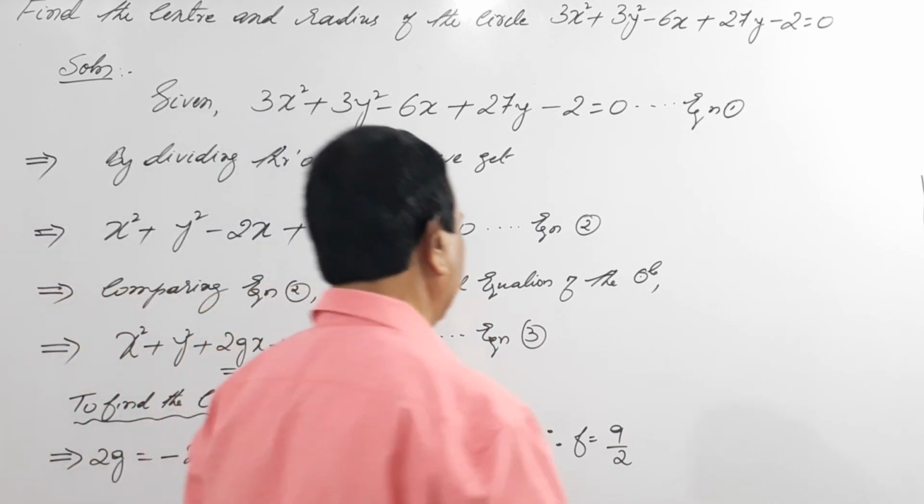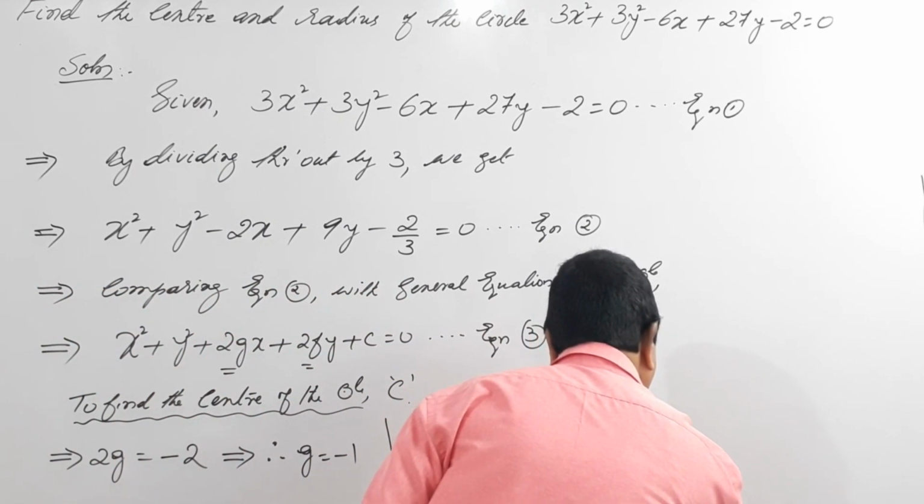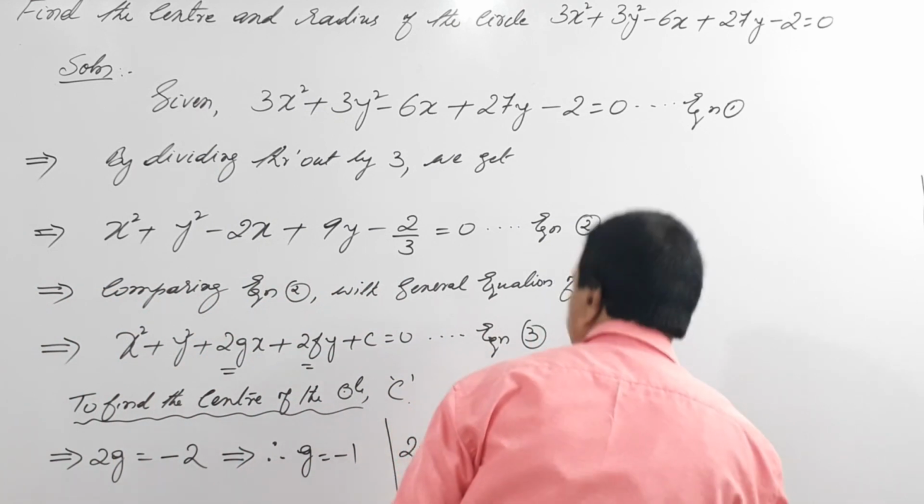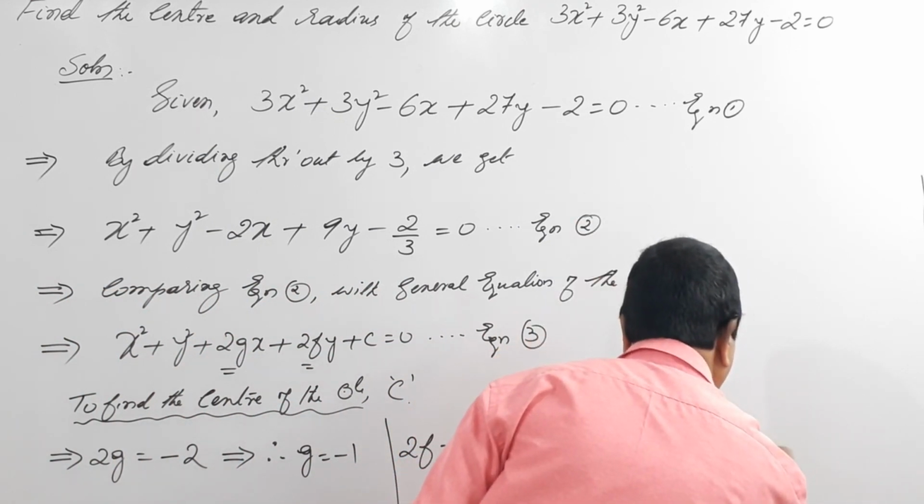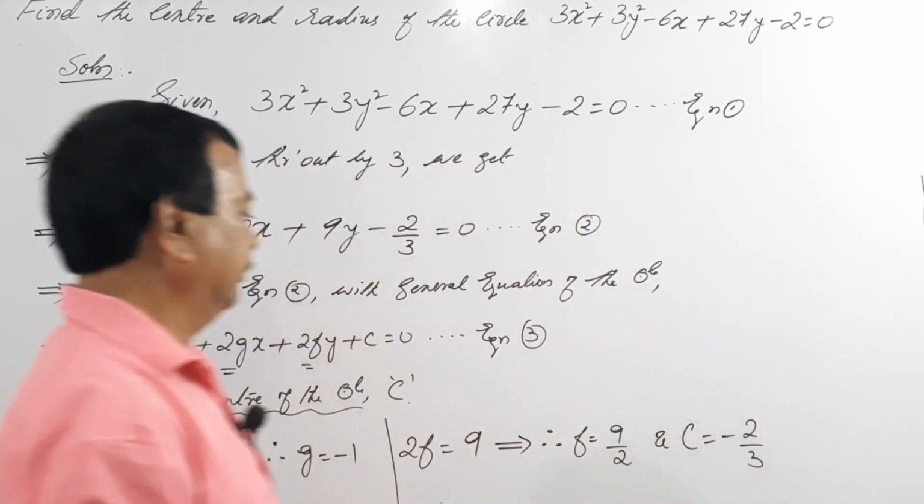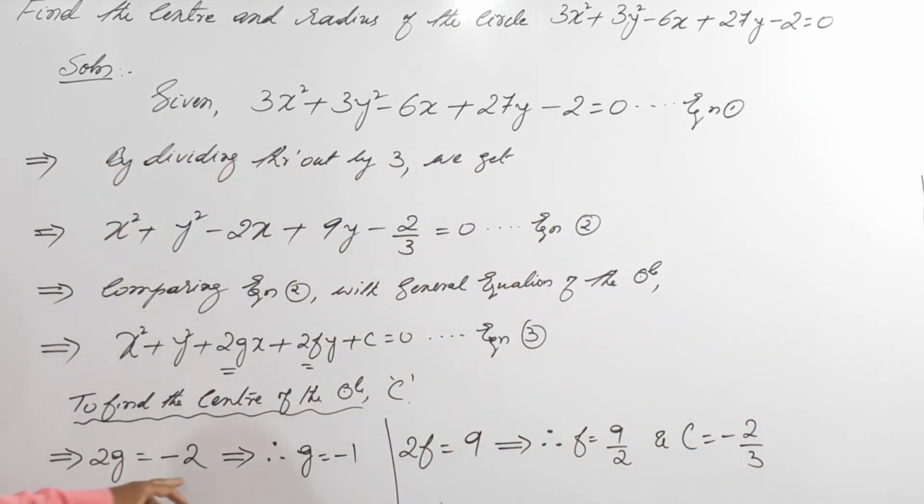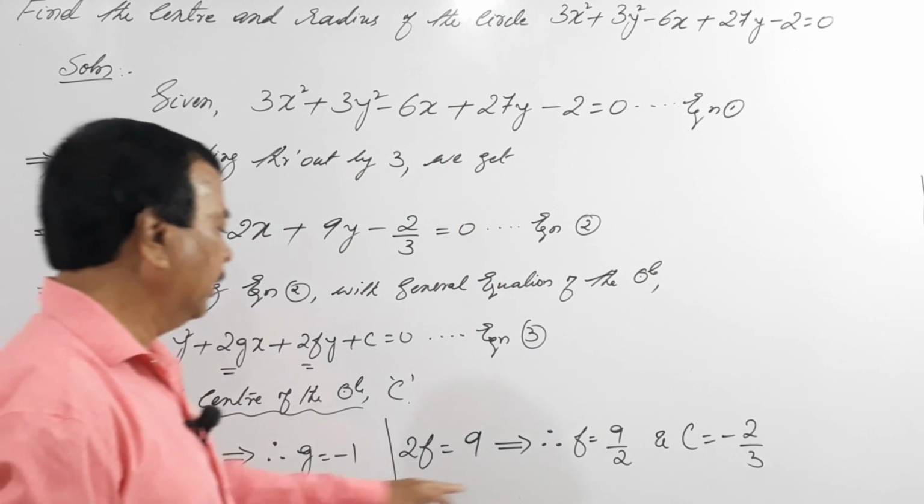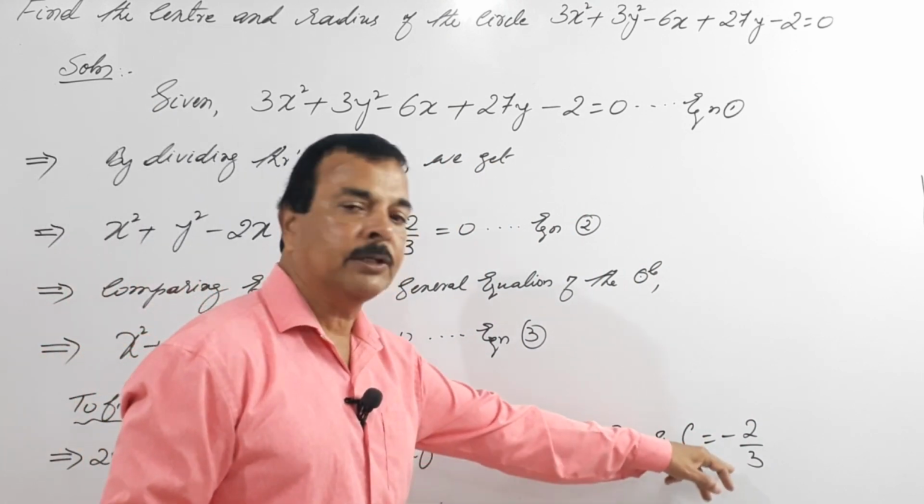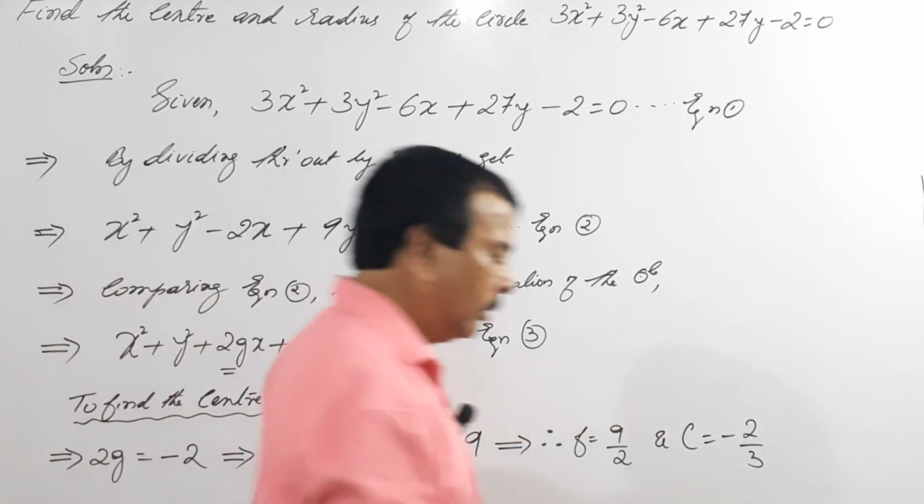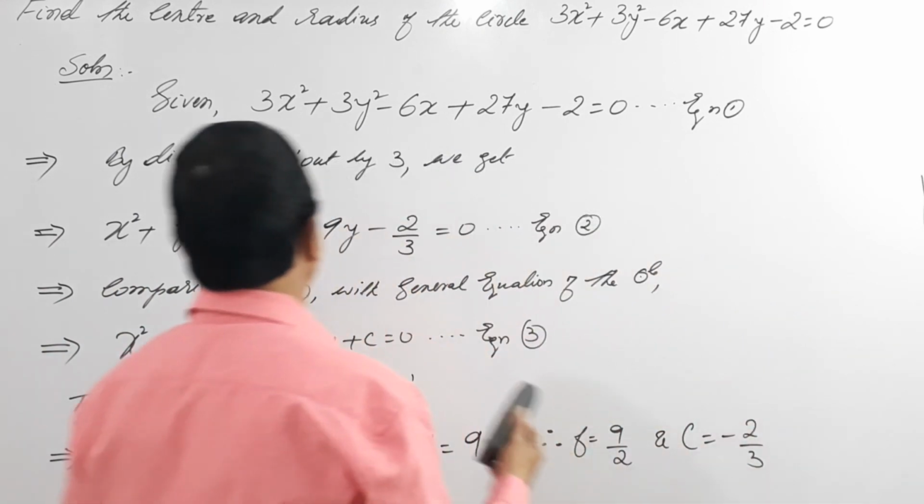And what about c? c will be minus 2 by 3. So we got the values: g is minus 1, f is 9 by 2 and c is minus 2 by 3, right? Now we'll find the center.